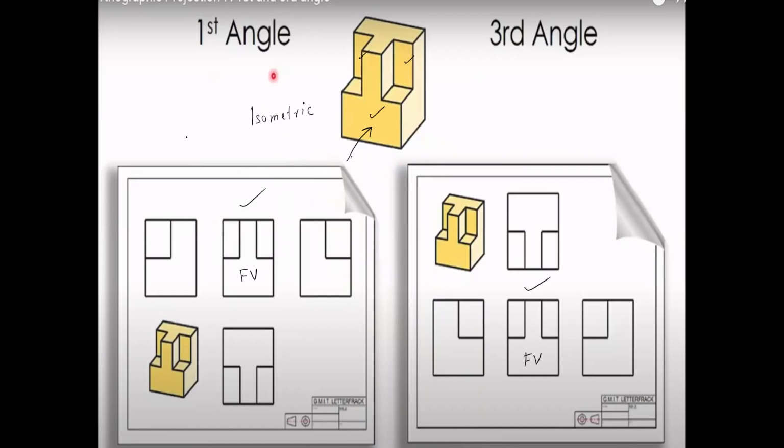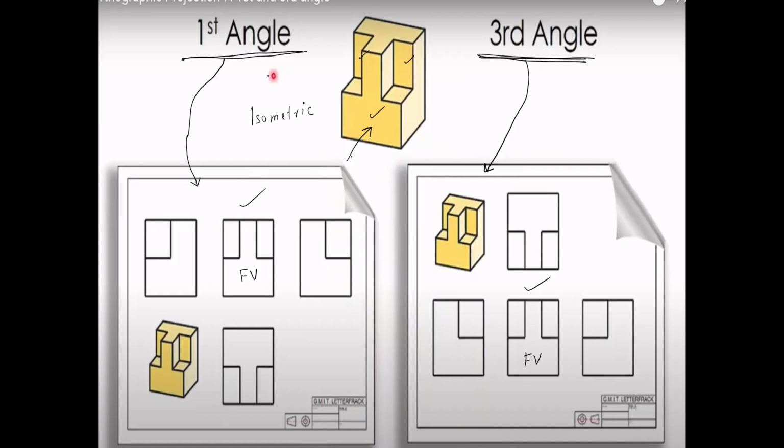Now you see, all this work has been prepared according to the first angle system of projection by assuming the object to be located in the first quadrant. And all this work has been done by assuming the same object to be located in the third quadrant. So this is the output of the third angle system of projection.